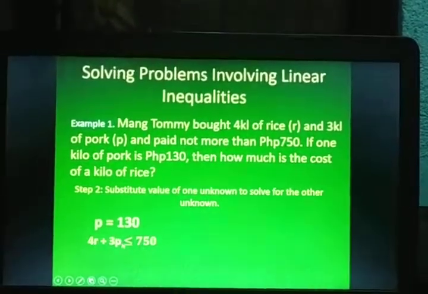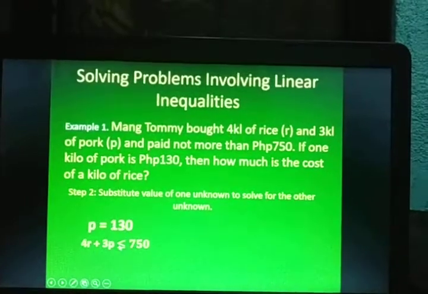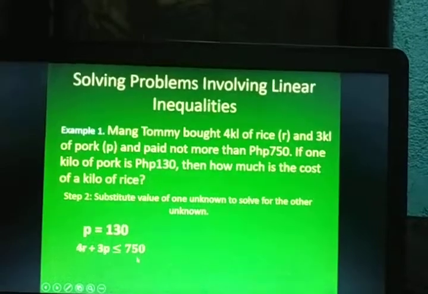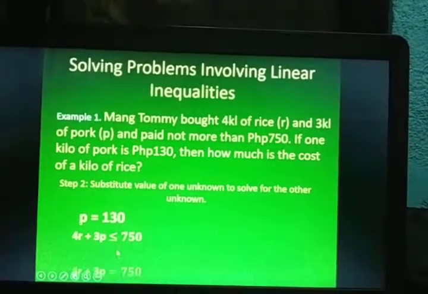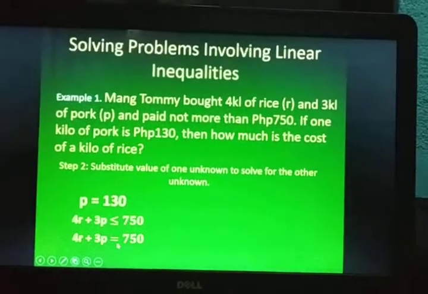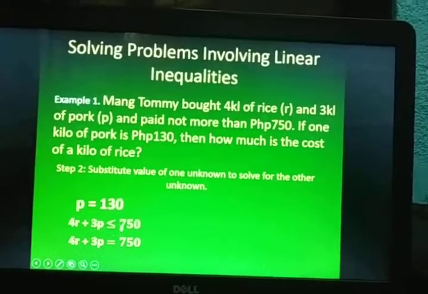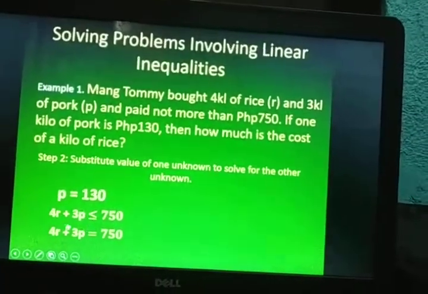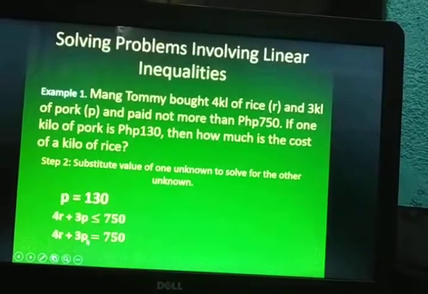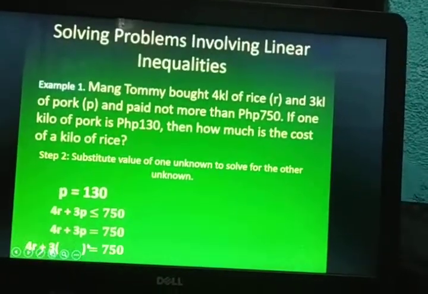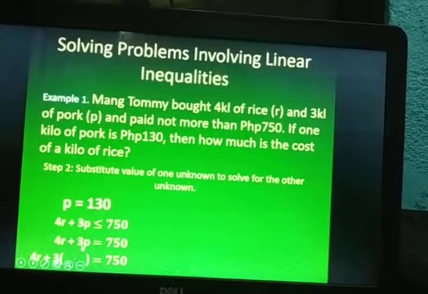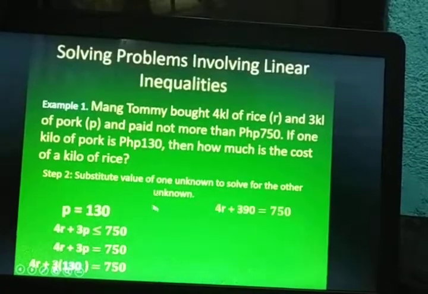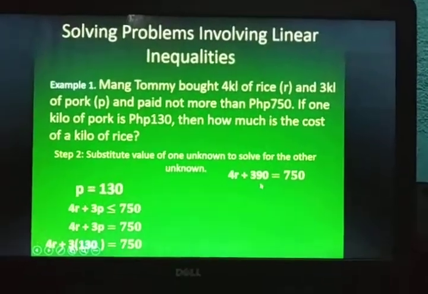Using our linear inequality statement 4R plus 3P less than or equal to 750, we'll change first the less than or equal to with equals. We cannot substitute any value without changing your linear inequality to the equal sign. And then substitute the value of P to the equation. So this P will change into 130. Copy. Okay, there. And then P will become 130. So copy 4R plus 3 times 130 is 390 equals 750.